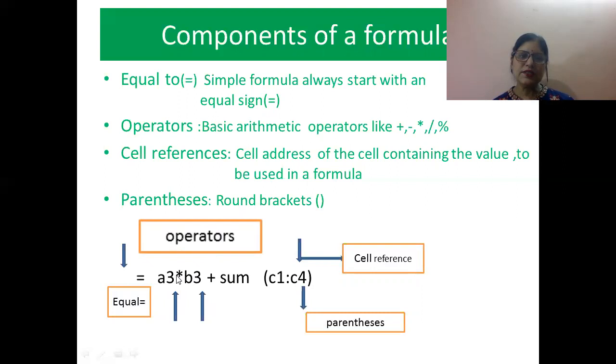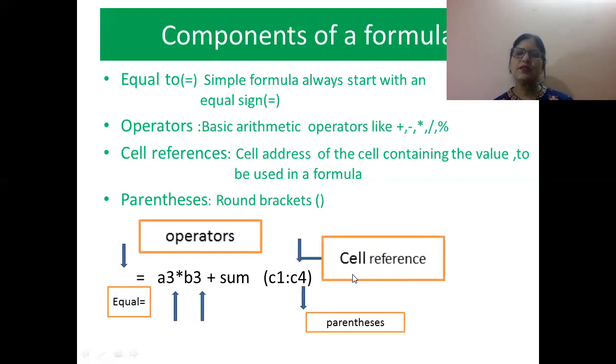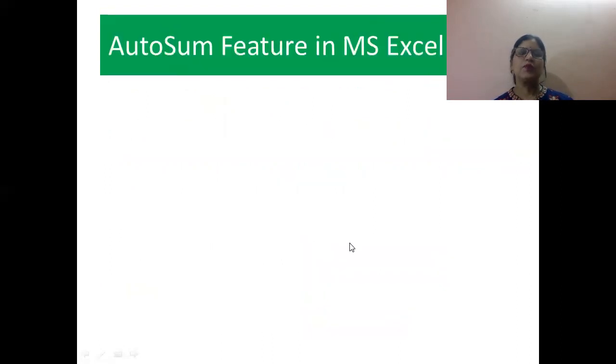These symbols are called operators. You know, this symbol is known as an operator. Next, cell reference. C1 to C4 is called a cell reference. Equal sign: when you start any formula, start with an equal sign. This symbol is called parenthesis.